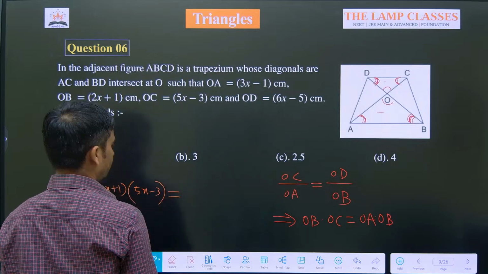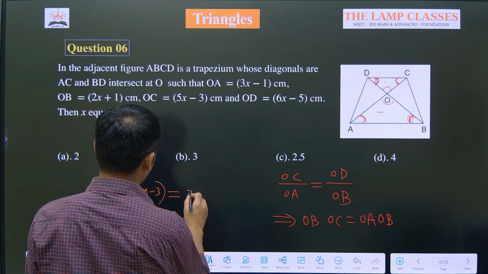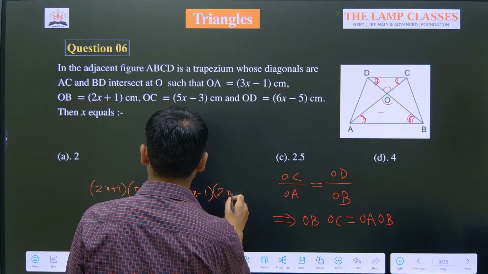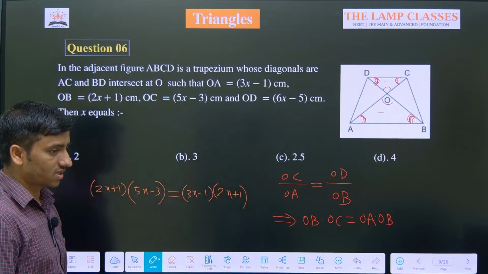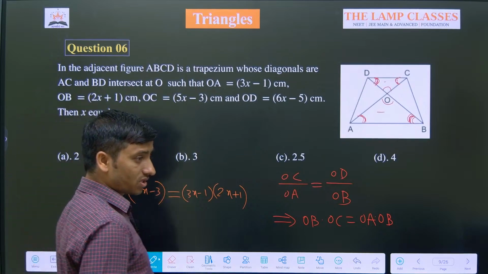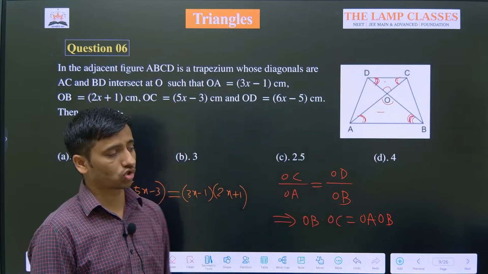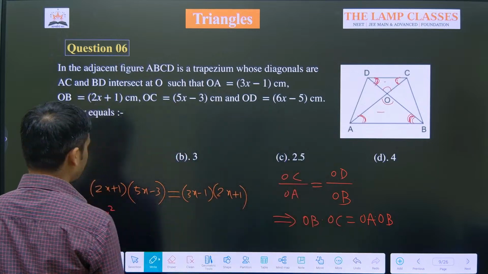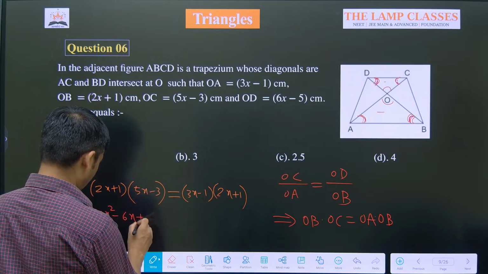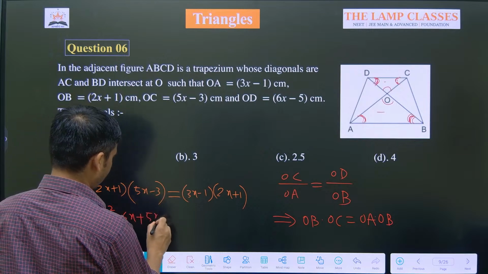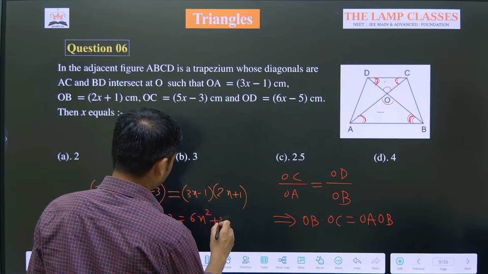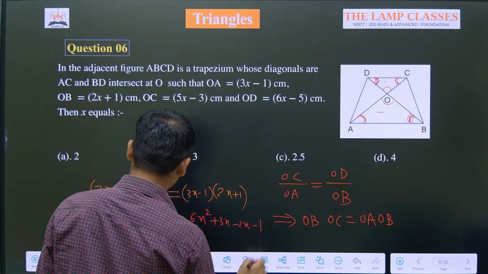That is equal to OA, 3x minus 1, times OB, 2x plus 1. Let's solve this. So we get 10x square. It's a very decent question even for 3 marks. So take time and solve it properly, so that if similar questions are asked in the exam, we know how to solve. Minus 6x plus 5x minus 3 is equal to 6x square plus 3x minus 2x minus 1.